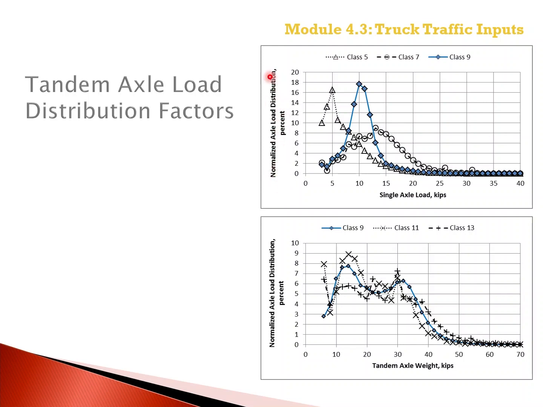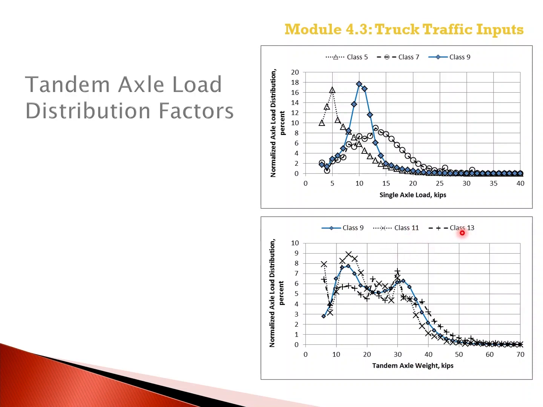Y-axis is the normalized axle load distribution for the single axle load intervals, for truck vehicle classes 5, 7, and 9. While the lower graph displays the same type of information, but for the tandem axle weight intervals, and for vehicle classes 9, 11, and 13.